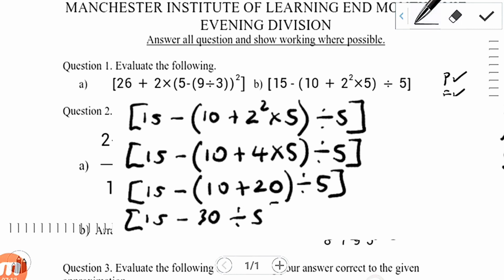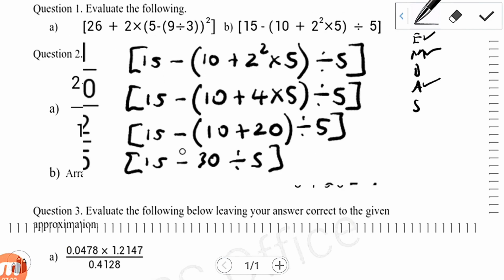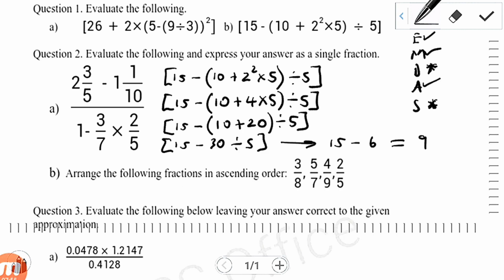Divided by 5. Okay, now next what we have is two signs. We have subtraction and division, and you'll see clearly that the division appears before the subtraction in the PEMDAS rule. So here we have 15 take away 30 divided by 5, so we're going to end up with 15 take away 6. 30 divided by 5 is 6, and then finally we end up with a very simple solution here of 9.